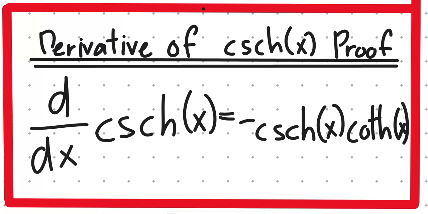In this video, we're going to prove the derivative of cosecant hyperbolic of x. It states that the derivative of cosecant hyperbolic of x is equal to the negative of the cosecant hyperbolic of x times the cotangent hyperbolic of x. So in this video, we're going to prove it using the limit definition of the derivative.